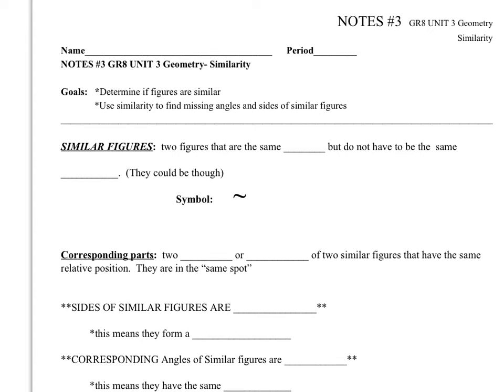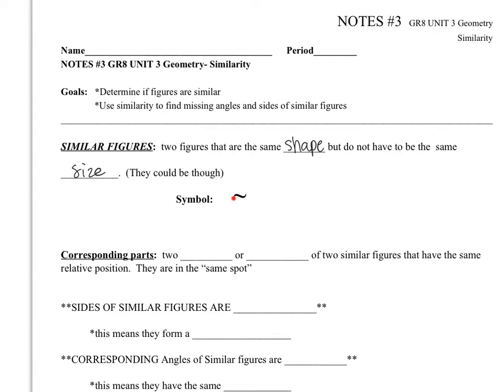So for this part of our geometry unit, we're going to determine if two figures are similar, and then we're going to use similarity to find missing angles and sides of similar figures. It's important to know that similar figures are the same shape, like two triangles, but they do not have to be the same size, although they could be. And if two figures are the same shape and the same size, then they would be considered congruent.